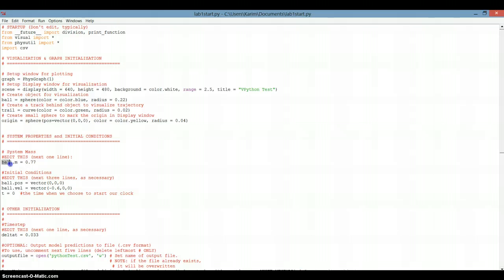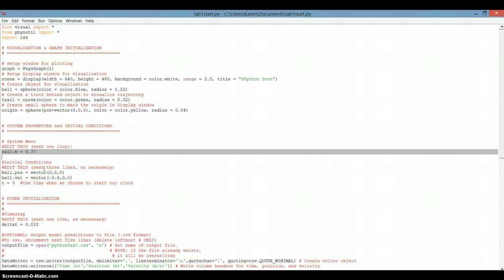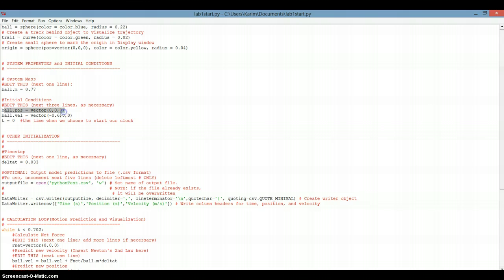We first insert the ball mass. The mass of a standard stress ball is 0.77 kilograms, SI units. Then we insert the initial ball position, which is 0 in the coordinate plane, and the initial ball velocity, which we calculated to be negative 0.6. We got the ball velocity by taking the second ball position minus the first ball position, over the second time minus the first time.